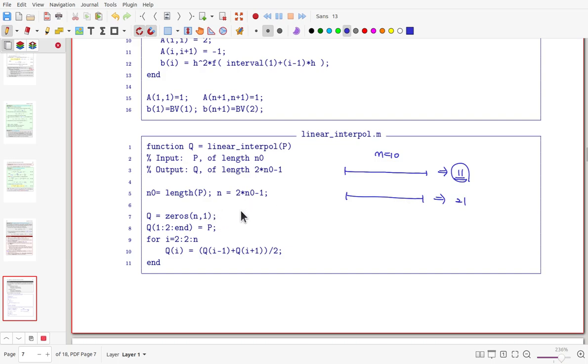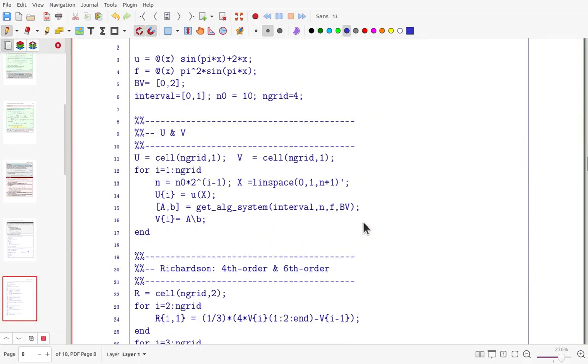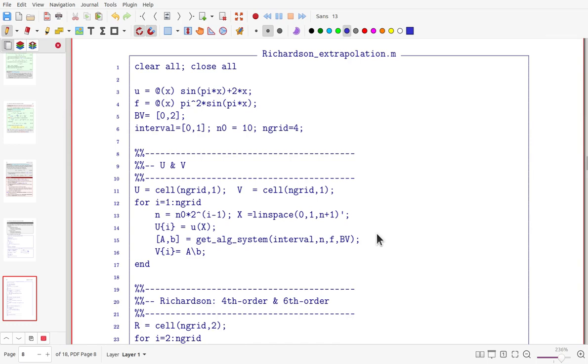And now, after assigning the coarse value to the fine one, jumping one, then for intermediate values, we average the left and right values to get the mid value. That is the simplest interpolation technique. Okay. Now that is the Richardson extrapolation.